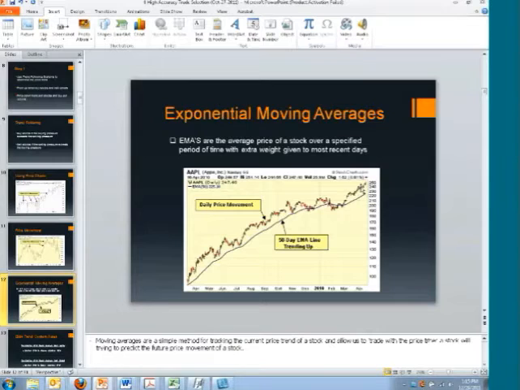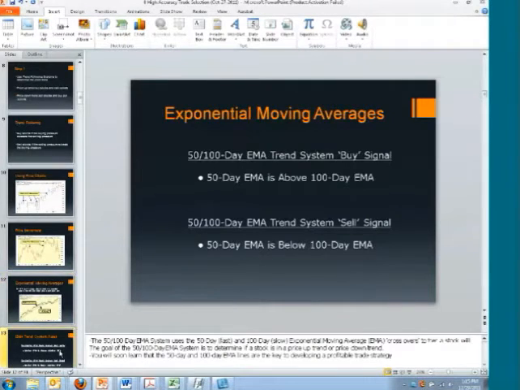So this is a great way of just instantly telling whether the stock is in a price uptrend or a downtrend, and whether it should be bought or sold short. And I like to use exponential moving averages for the intermediate term price trend.